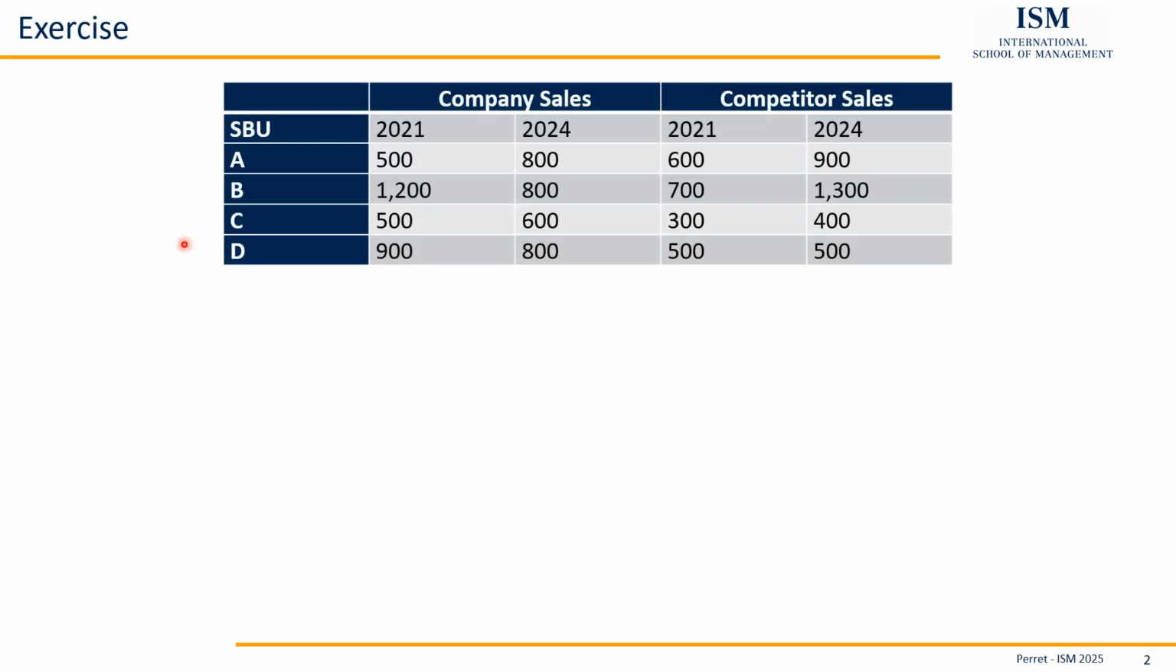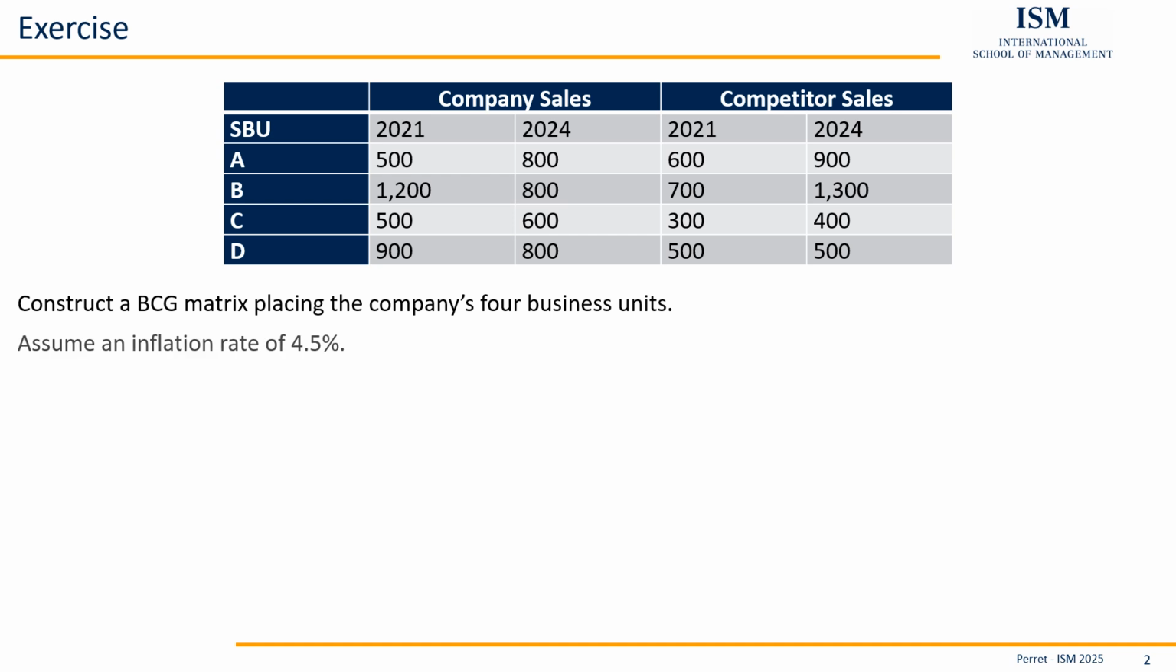Here we have, for 4 business units, the company's sales for 21 and 24 and the respective sales of our competitors. Our task is to construct a BCG matrix placing the 4 business units of the company, and since we are talking about real market growth in the context of the BCG matrix, we also need an inflation rate, which here will be assumed to be 4.5%.